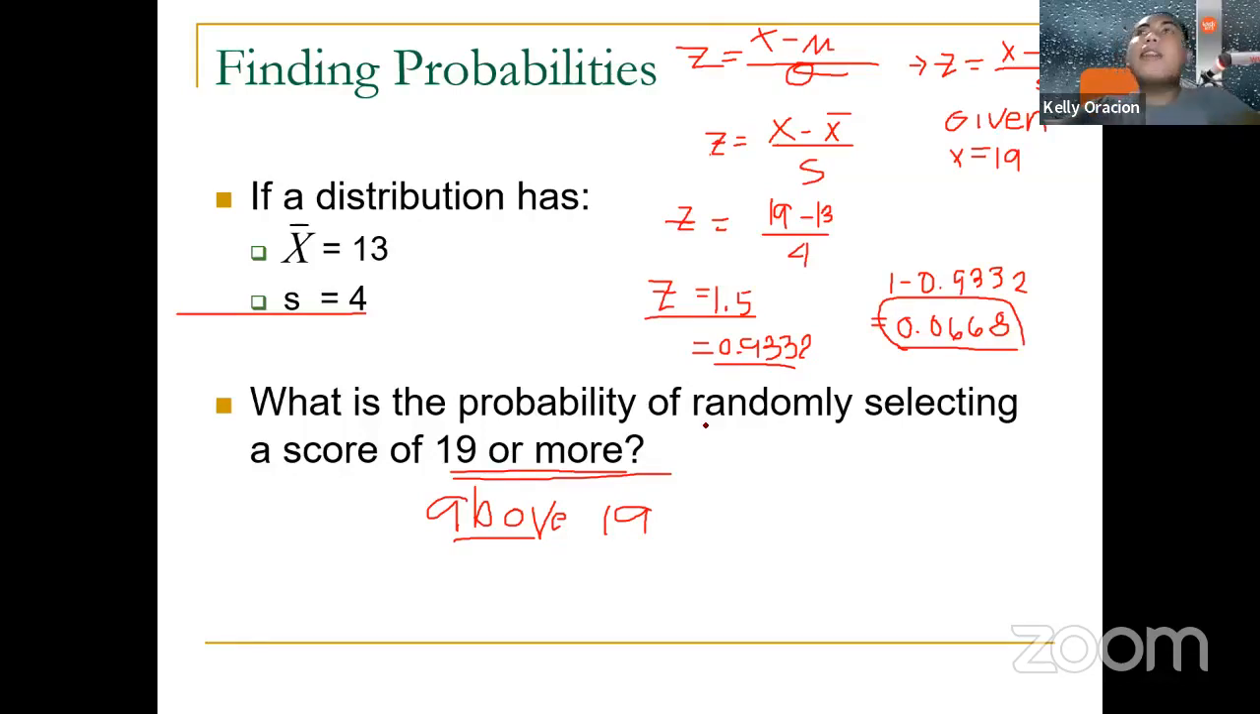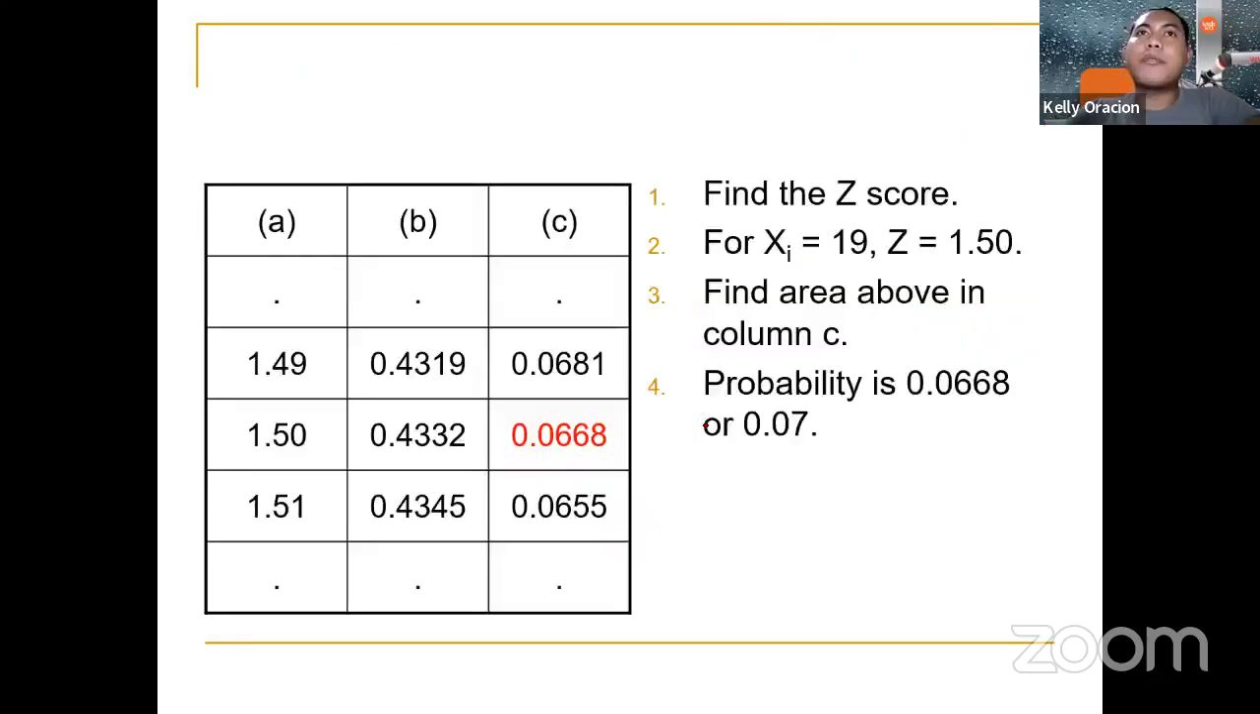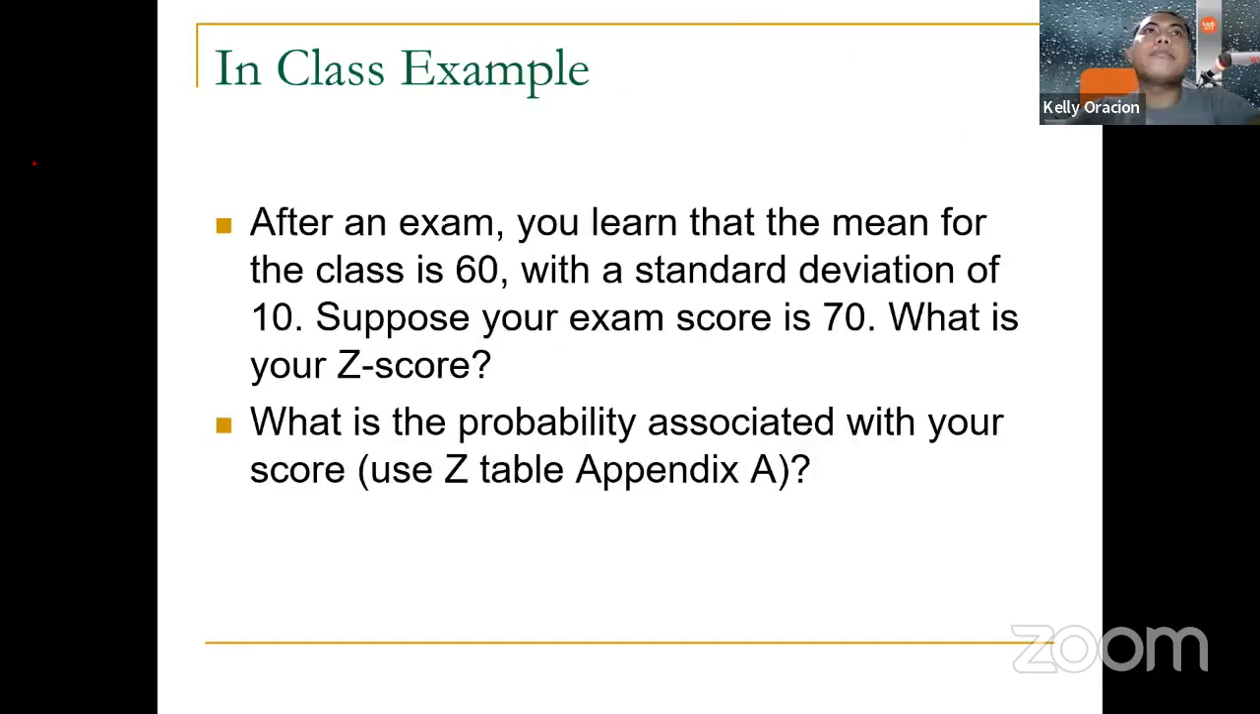Next, let's have this kind of situation. After an exam, you learn that the mean for the class is 60 with a standard deviation of 10. Now, suppose your exam score is 70. What is your z-score? And what is the probability associated with your score?